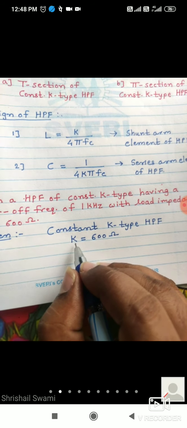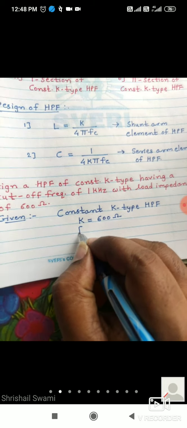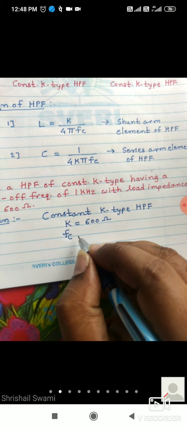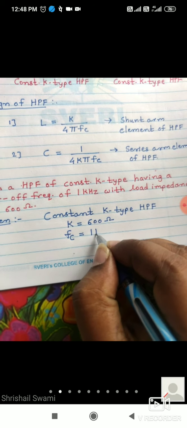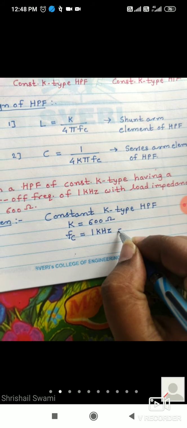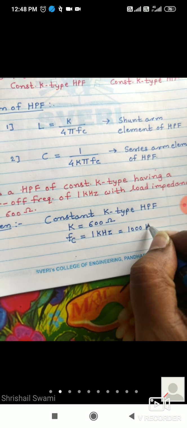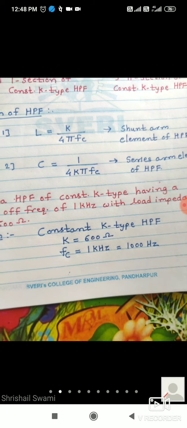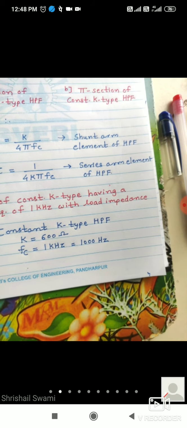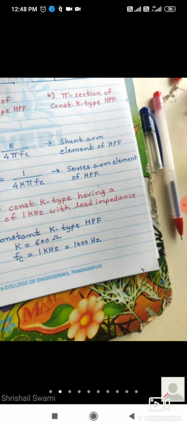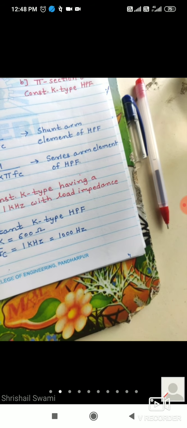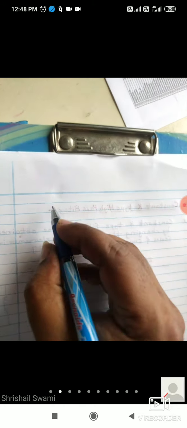that is 600 ohm. That is nothing but constant K value. And cutoff frequency of high pass filter is given, that is 1 kilohertz, or you can say 1000 hertz. Both are same. Now you can draw the diagram, or you can directly start with formulas, and afterwards you can draw the diagram and put all those values.